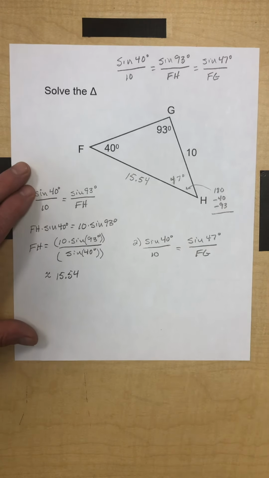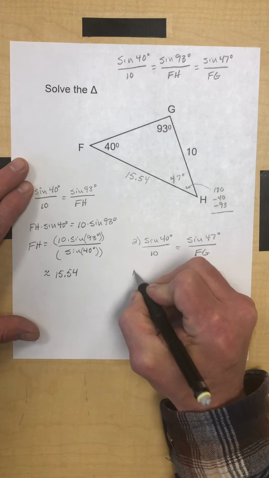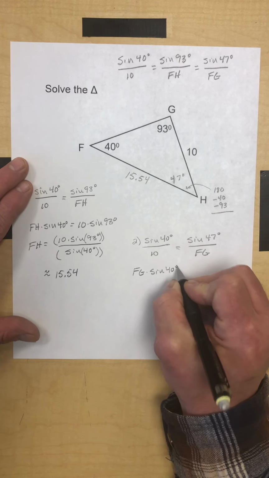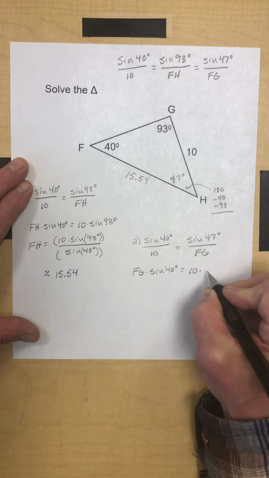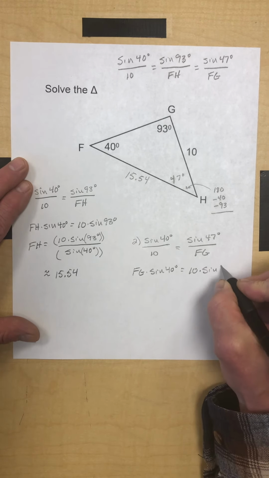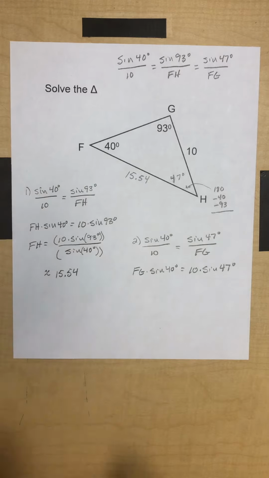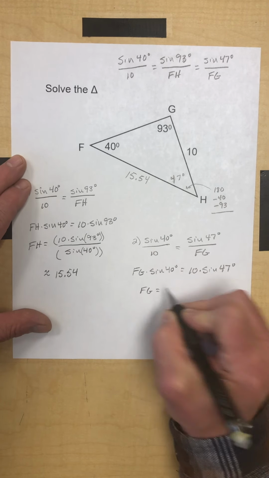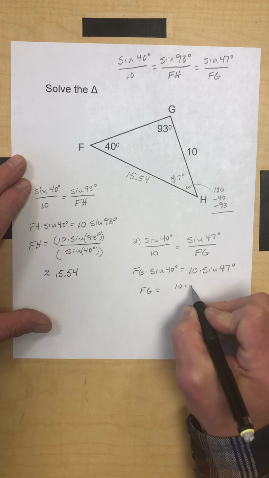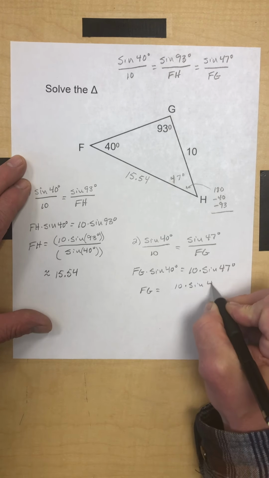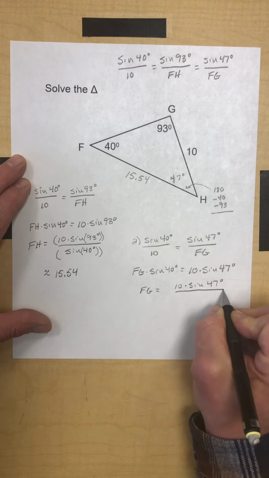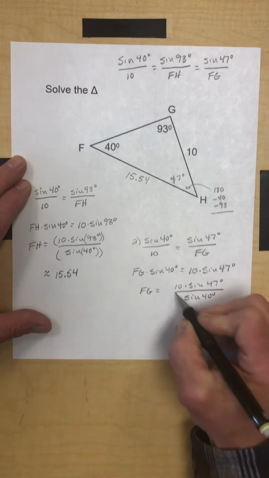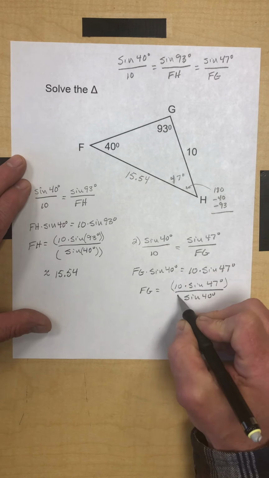And again, we have a proportion, so take the cross products. So FG times the sine of 40 degrees equals 10 times the sine of 47 degrees. And then divide both sides by the sine of 40. So my FG ends up being 10 times the sine of 47 degrees, all divided by the sine of 40 degrees. And again, I'm going to punch the entire thing into my calculator.